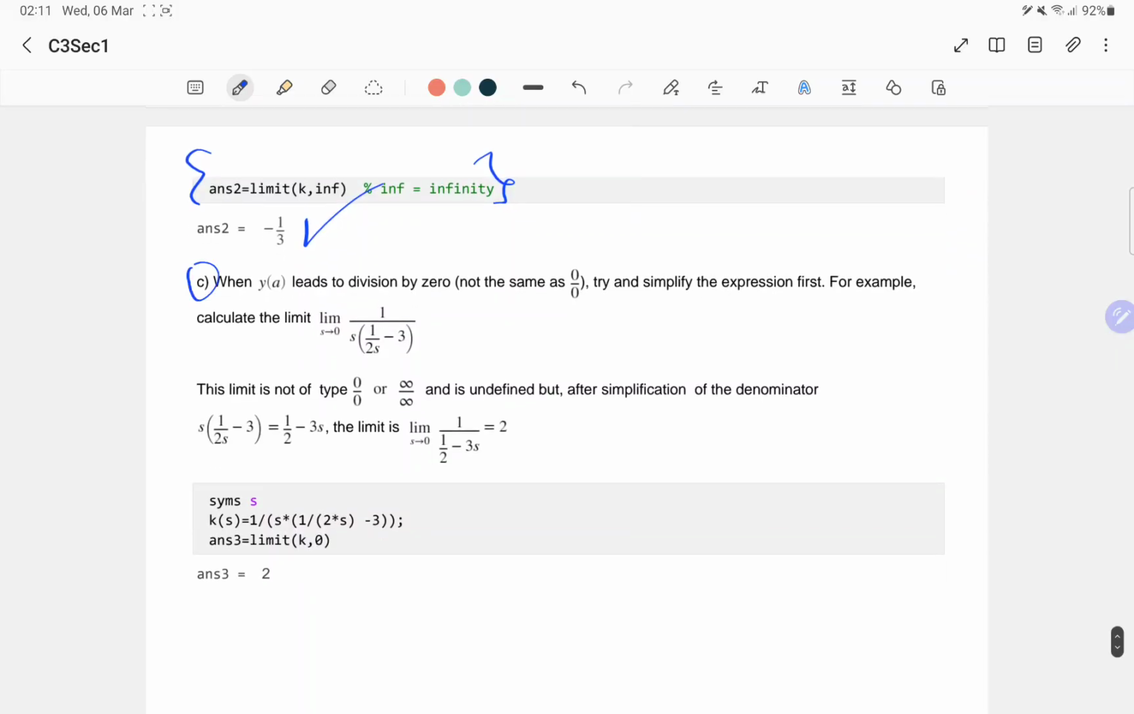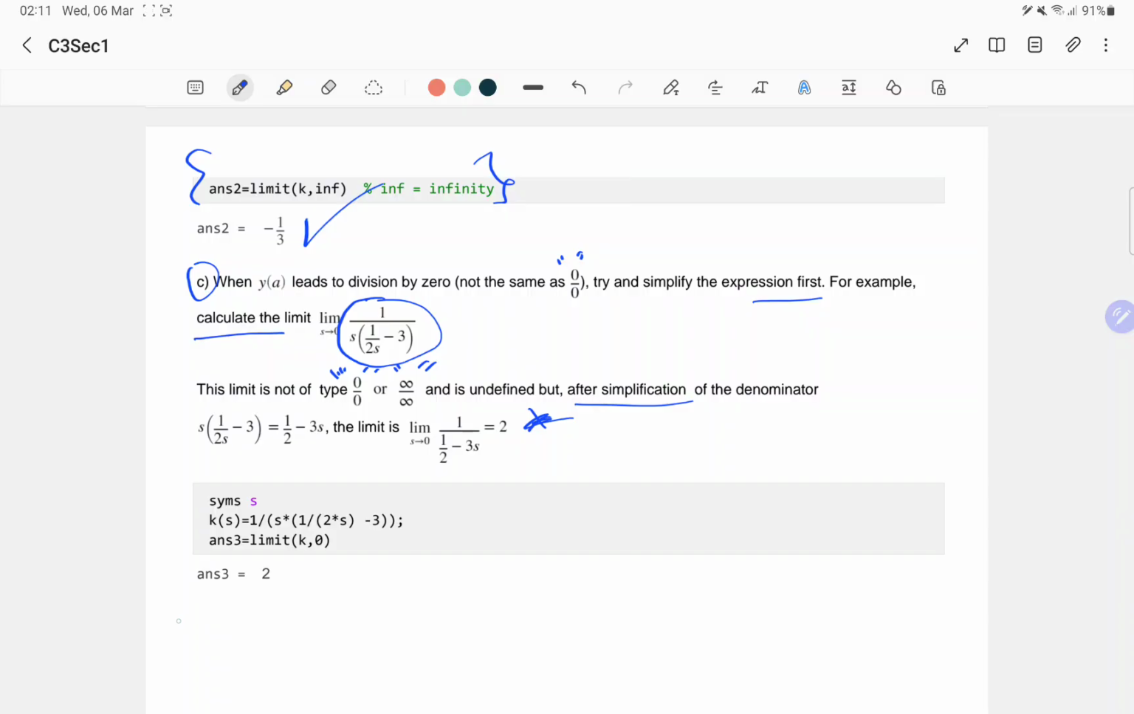So number C: when y of a leads to division by 0, not the same as this, try and simplify the expression first. For example, calculate the limit of 1 over this. So the limit is not of type 0 over 0 or infinity over infinity and is undefined, but after simplification of the denominator, the limit is given by this.